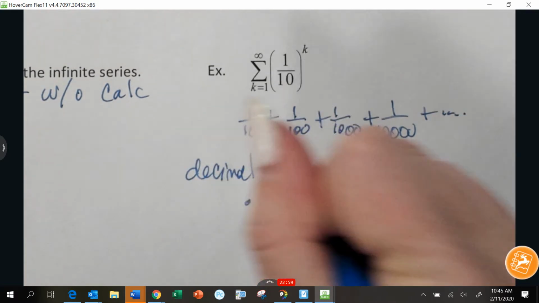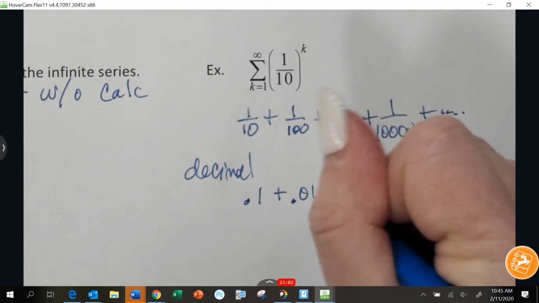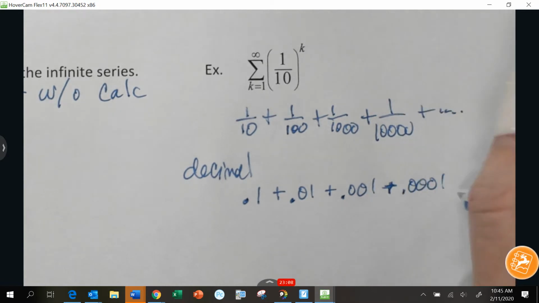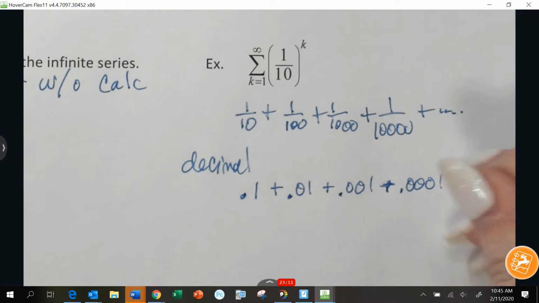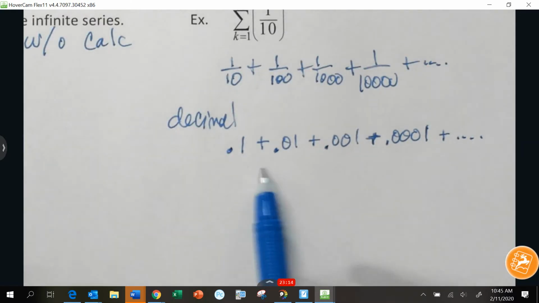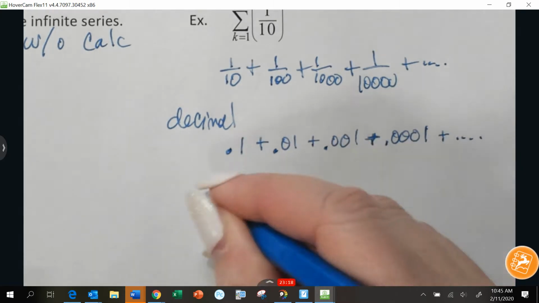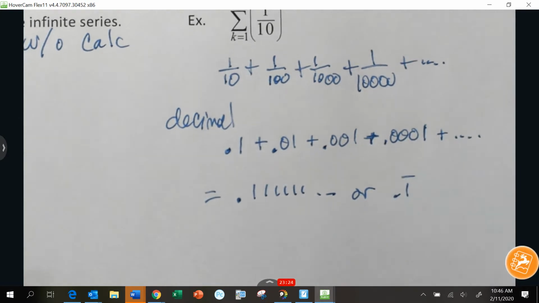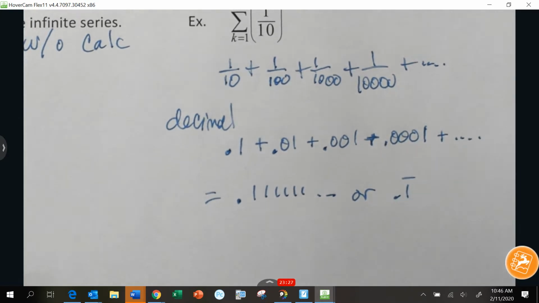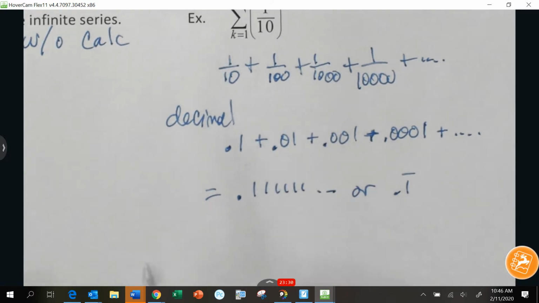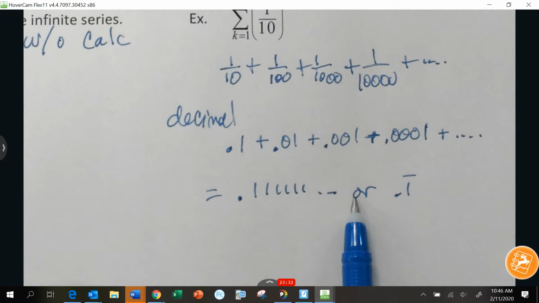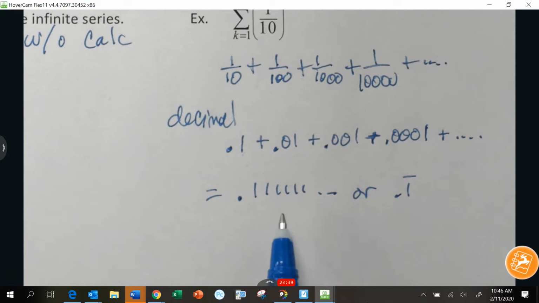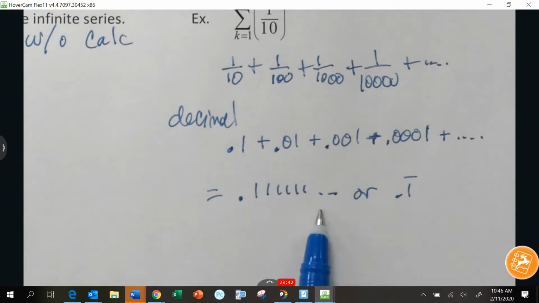So 1/10 is 0.1 plus 0.001 plus 0.0001 plus... Can we add these up? It's going to be 0.11111, or 0.1 repeating. Any decimal that ends or repeats can be written as a fraction. It's called a rational number. Any decimal that ends or repeats can be written as a fraction.